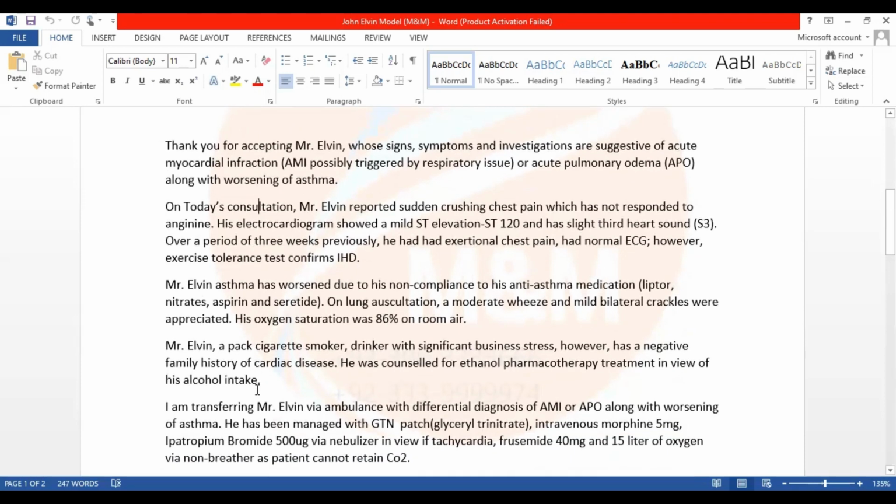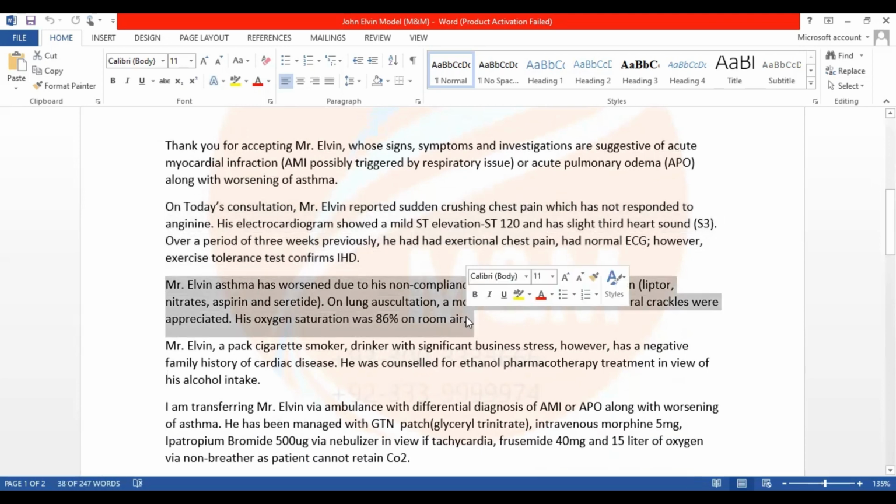In this letter, we started from today's consultation, but a little differently. This paragraph belongs to the cardiac history, and this paragraph belongs to the pulmonary history, the pulmonary details. It's not written in time sequence or event sequence. It's just written with reference to the two different problems. What we believe is primary has been discussed in one paragraph.